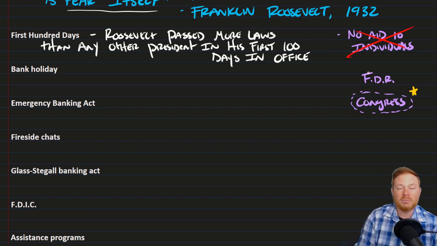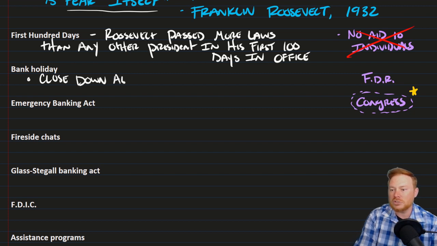So priority number one was banking. In terms of all the industries that had failed in the United States, the finance industry was perhaps the most crucial. Roosevelt issued a bank holiday. This was to close down all the nation's banks.